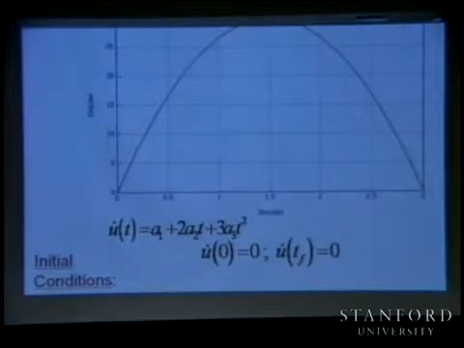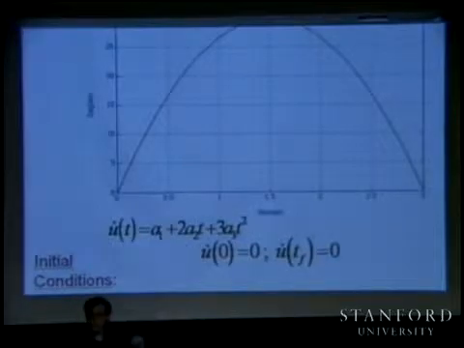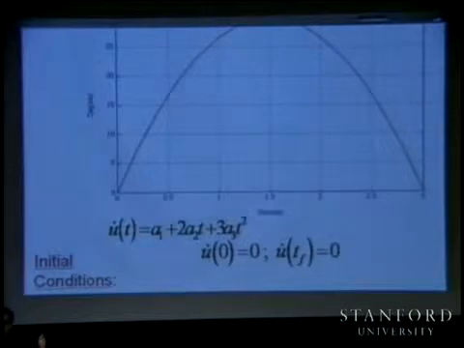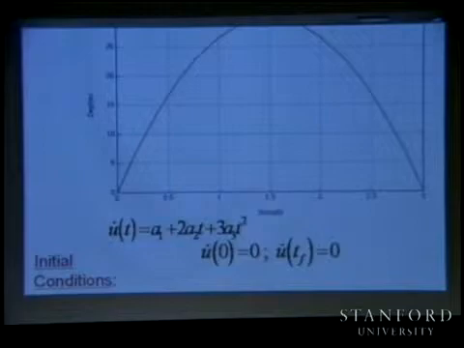So now we have two equations for a2 and a3. One will come from u dot of t sub f, and one will come from u of t sub f, right? So two linear equations, two unknowns. That's the beauty of working with polynomials, is that everything is linear, right? So we can find the solution.